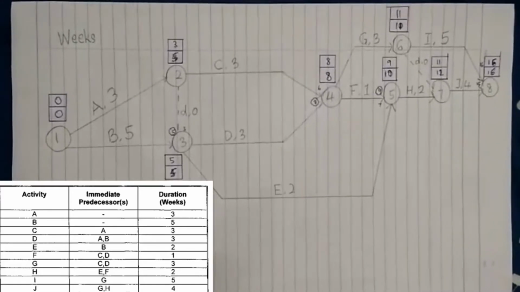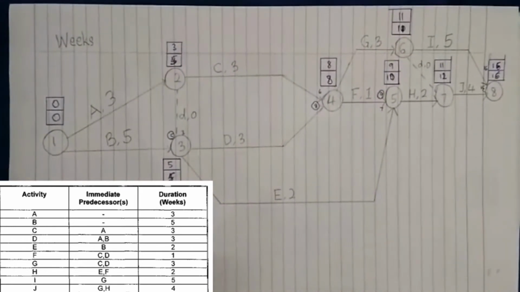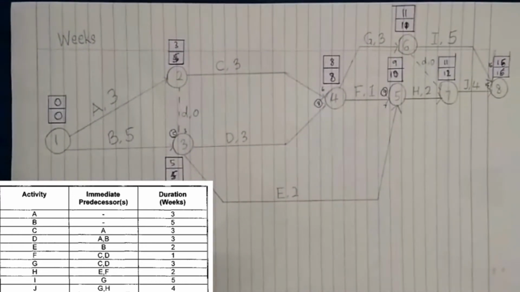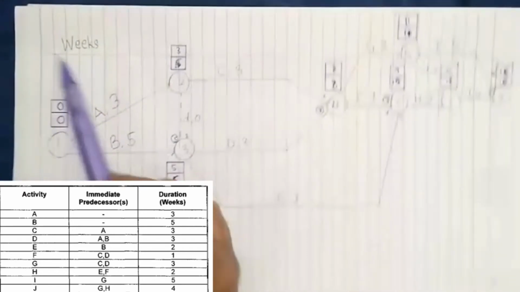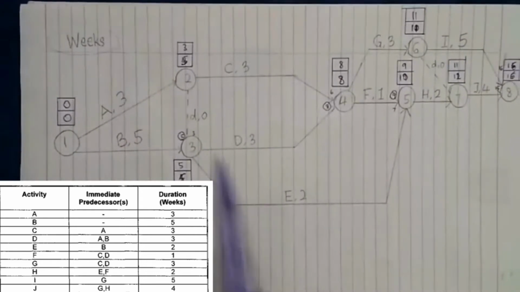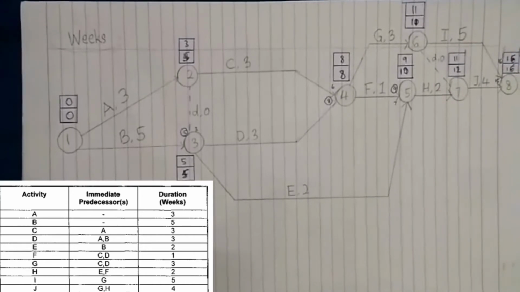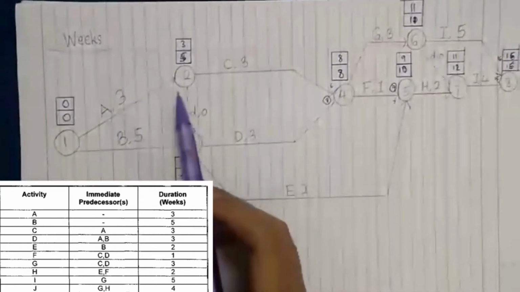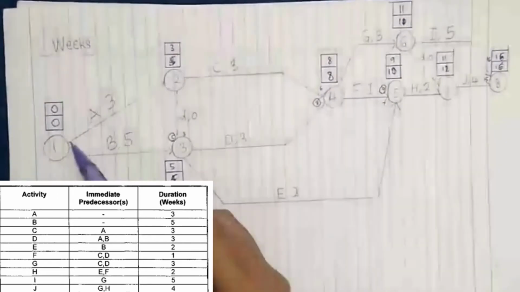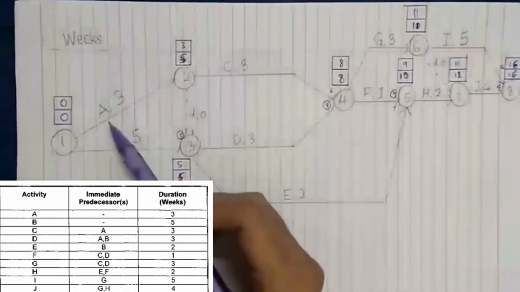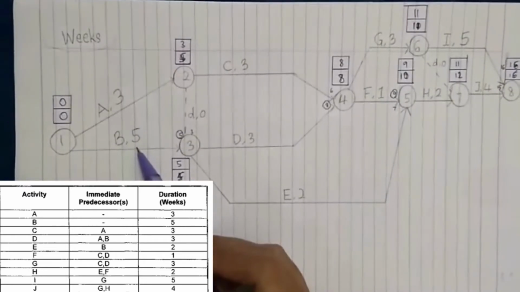The first question, they asked to construct a network for the project. As we can see, the duration is in weeks. So first of all, we write it as weeks here. And first, we need to see the immediate predecessor, which is A and B with no predecessor. So we write it as 1. So we make an arrow, which is A with the duration of 3 weeks and B 5 weeks.